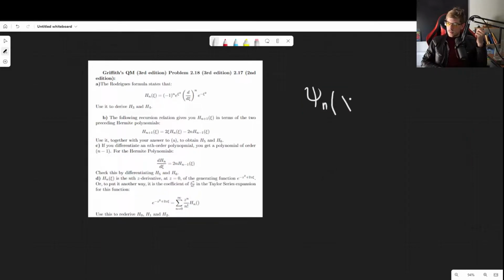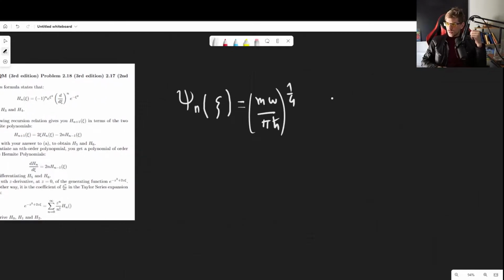So psi_n of x, well, we could also write it in terms of xi, for example, which made the notation a bit cleaner. This is (m omega over pi hbar) to the 1/4. I'm just going to copy it, I don't know it by memory. And then we multiplied this by 1 over... So we already found this formula a few videos ago.